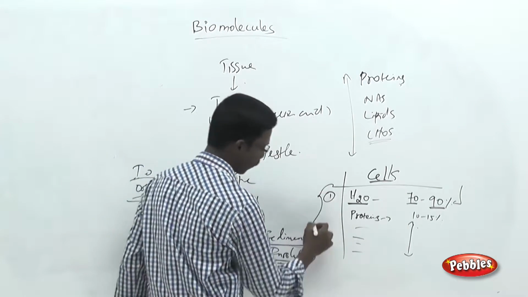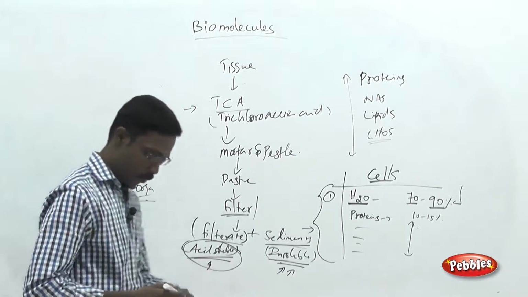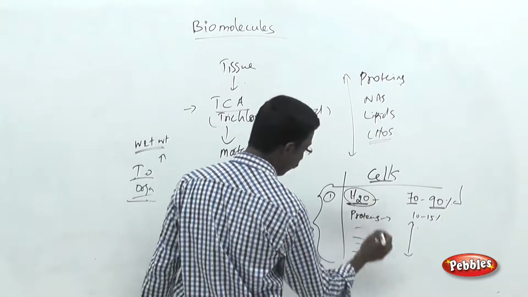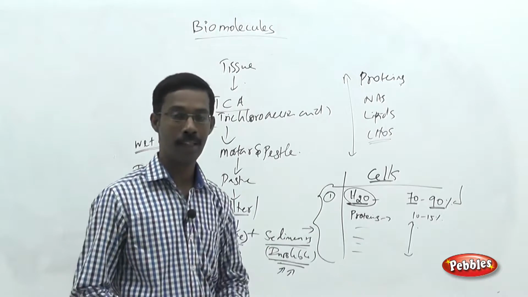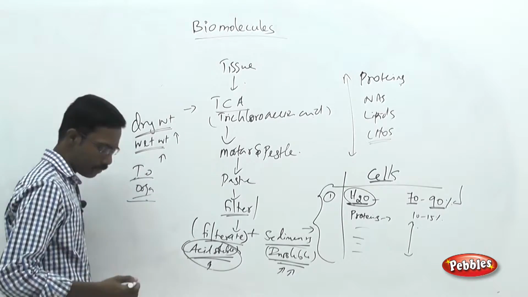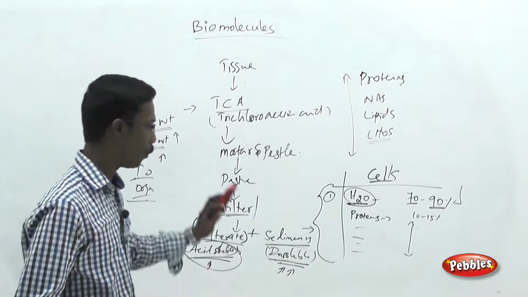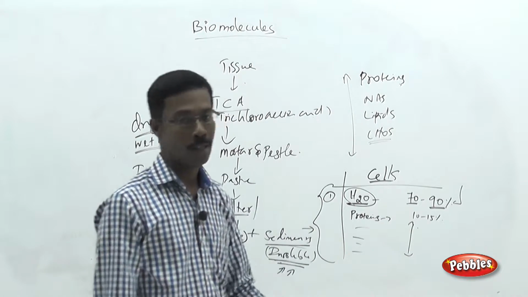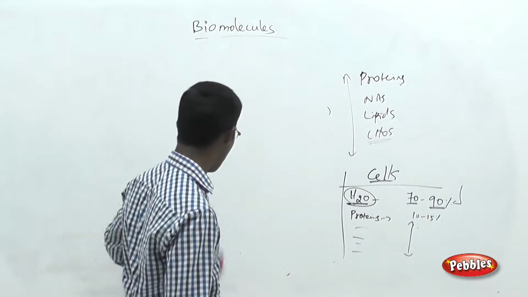For any cell, what do we mean by dry weight and wet weight? Wet weight means the weight of a particular cell or tissue with the water. What do we mean by dry weight? You burn off all the water and measure the remaining weight of the tissue; that is called dry weight. So in a dry weight sample, proteins are the major molecules present in any cell. In a wet weight cell, water molecules are the major molecules present. This is how we can do the chemical analysis of a cell.